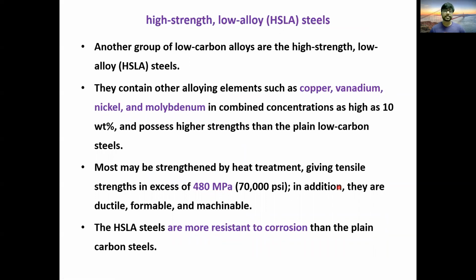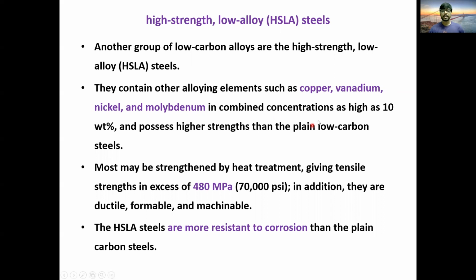Then moving back to the high strength low alloy steels, which can be called HSLA steels. These materials also contain a very low amount of carbon, but they are very strong because they contain some other materials which can strengthen their properties or characteristics. Those materials are copper, vanadium, nickel, and molybdenum. So these four elements can be added into low carbon steel to give more strength to this kind of alloys.